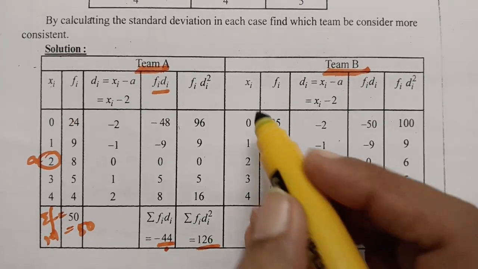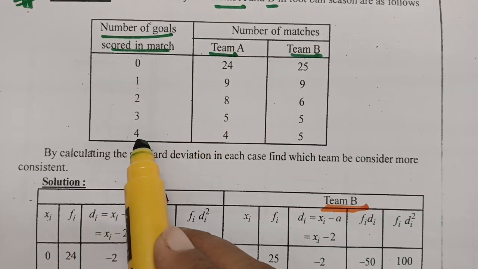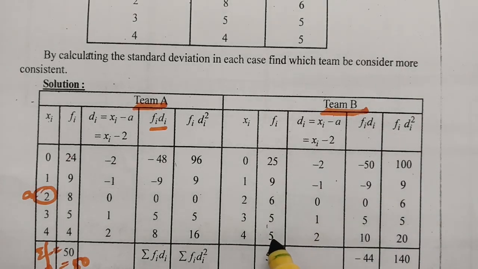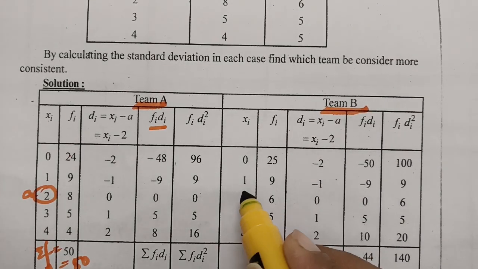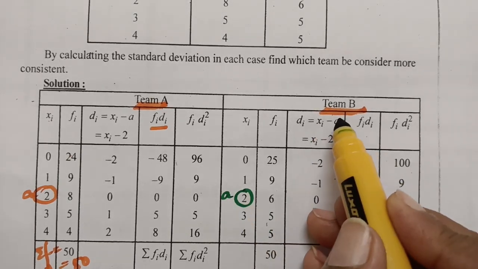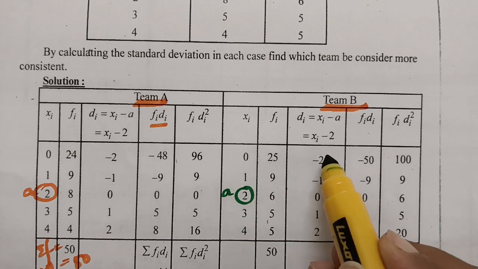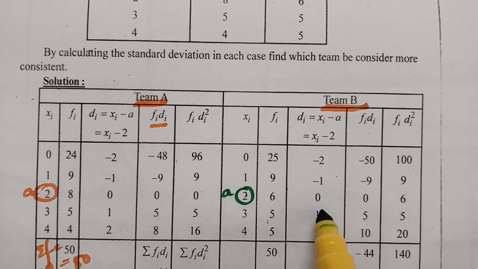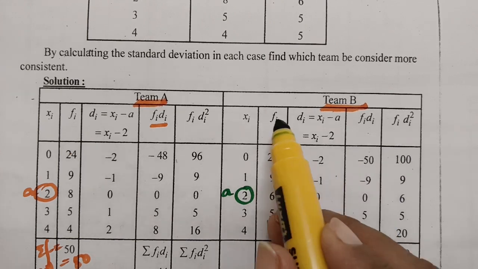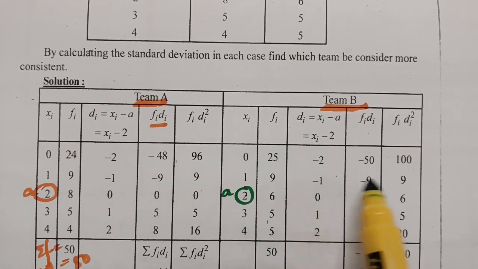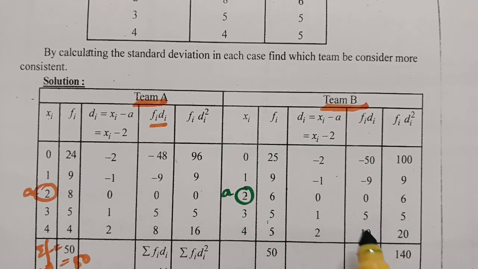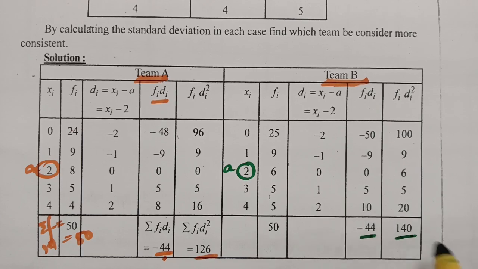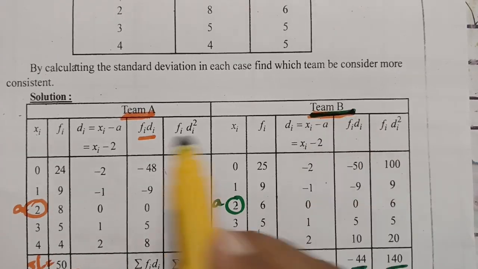And for team B, again x values are 0, 1, 2, 3, 4 from the question, and team B frequency values are 25, 9, 6, 5, 5. Now if I take A as 2, d is equal to xi minus A, that is 0 minus 2 is minus 2, 1 minus 2 is minus 1, 2 minus 2 is 0, 3 minus 2 is 1, and 4 minus 2 is 2, and fi into di. If I multiply these two, this will be minus 50, minus 9, 0, 5, and 10. If you make squares out of these and multiply, this will be the column. So these two are the values for team B. This is team B and this is team A.